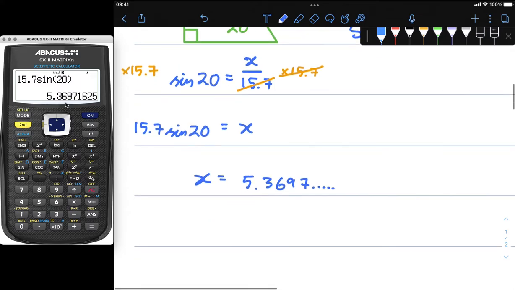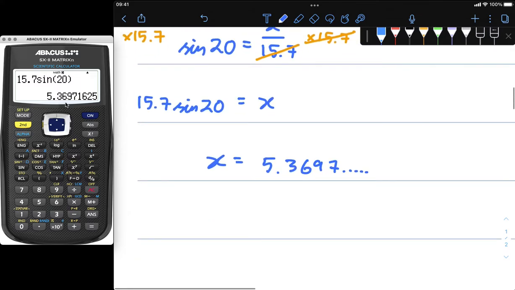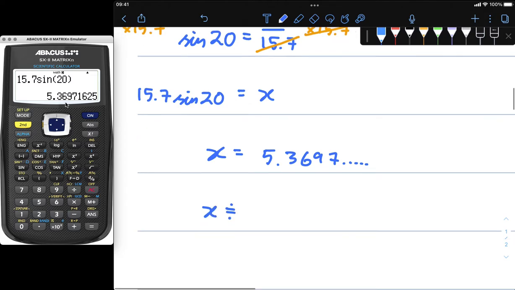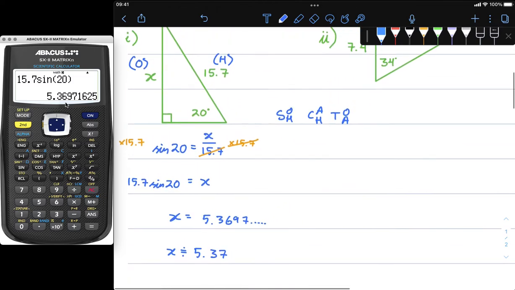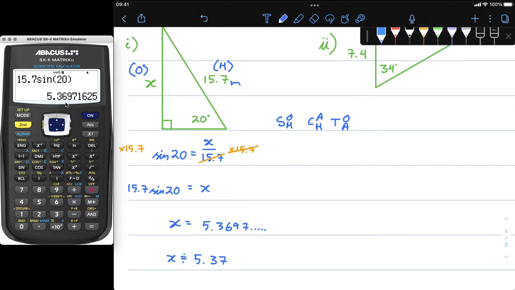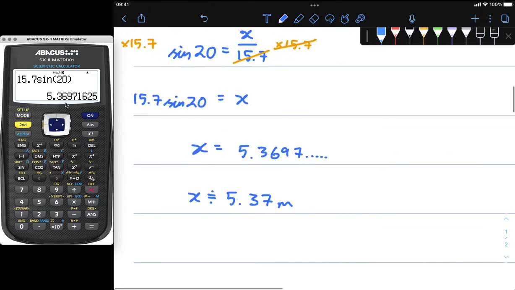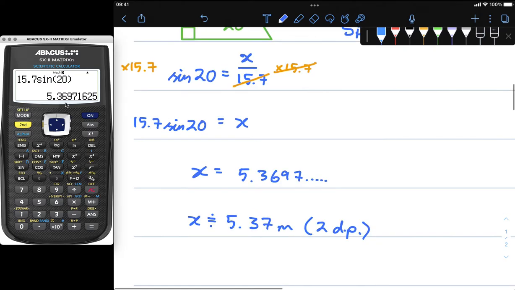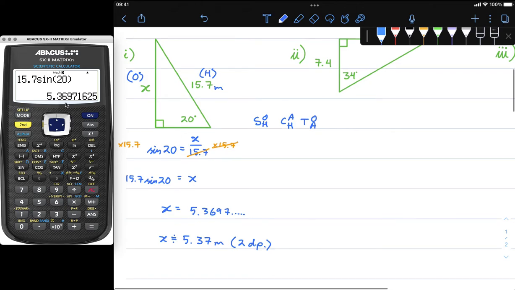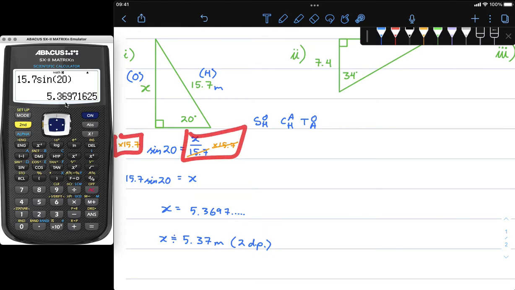We get x equal to 5.369... And I usually like to round this to 1 or 2 decimal places. In this case, we say x is approximately 5.37, rounded to 2 decimal places. And if this were in meters, we put this in meters as well. That's essentially the basic idea of it. So we figure out whether it's sine, cos, or tan, and then use equation solving techniques as shown here.